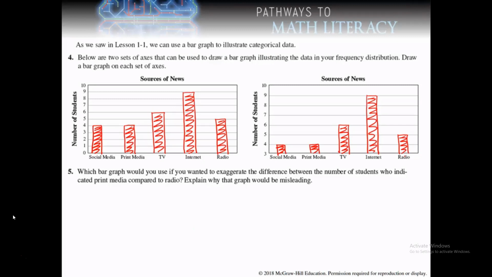So in number 5, which one would you choose if you wanted to exaggerate the difference between the students who chose print media versus radio? Well, looking at this, in the first graph, print media and radio look very close together because they were. But in the second graph, radio looks twice as tall as print media because you've cut off the bottom of the graph and zoomed in on the top. So if you were trying to make radio look really good, you would choose the second one.